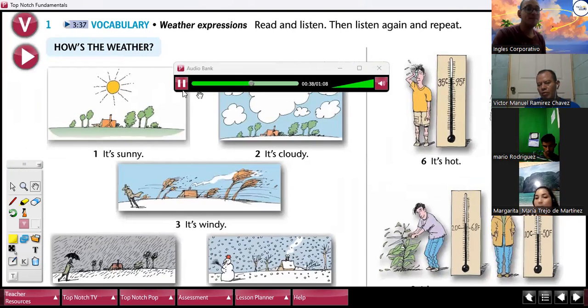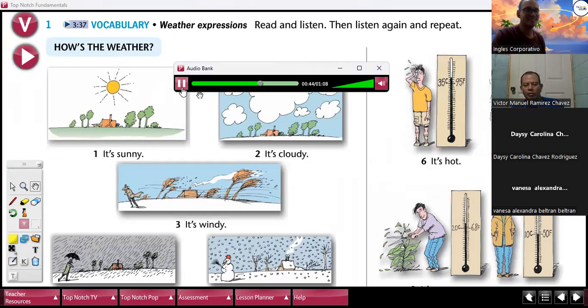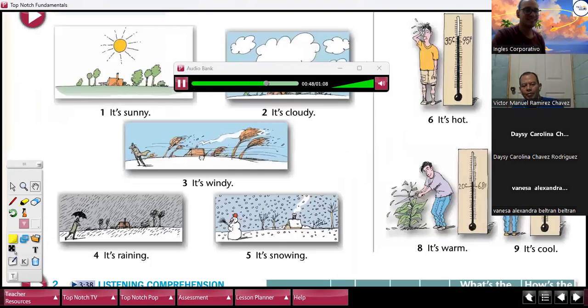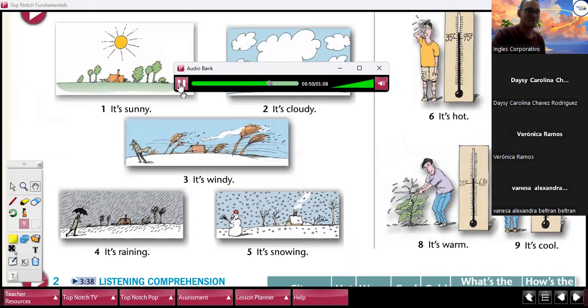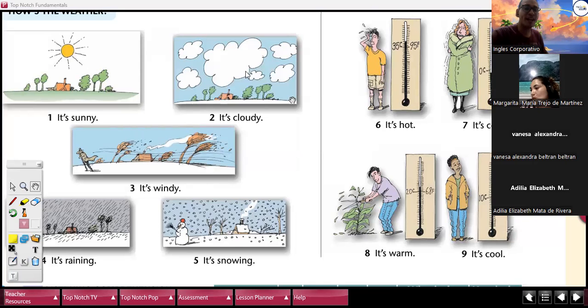It's sunny. Everybody? It's sunny. Thank you. It's cloudy. It's windy. It's raining. It's snowing. Yes. It's hot. It's cold. Yes, it's warm. It's cool. Now that's the vocabulary, guys, about the book.